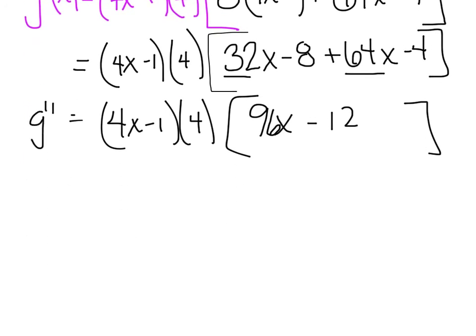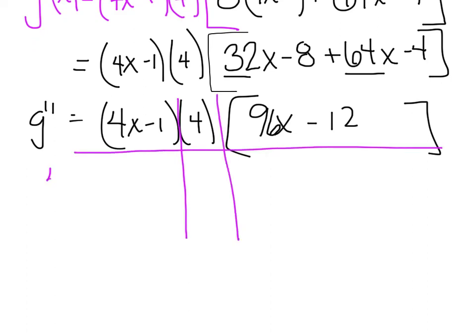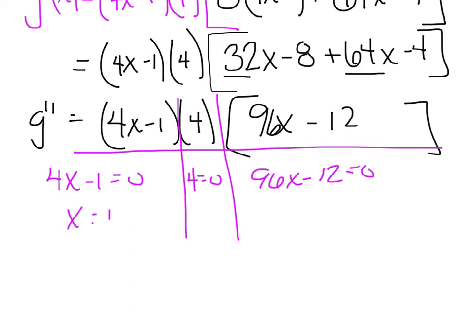96x minus 12. Okay, at this point, I have my g double prime, remember, and I'm ready to create my sign chart. So I'm just going to tee it up in between each of my factors or multiplied pieces. 4x minus 1 equals 0, 4 equals 0, 96x minus 12 equals 0. I get x equals 1/4, 4 does not equal 0, and x equals 12 over 96. 12 goes into 12 once and into 96 8 times. So I've got my 1/8.